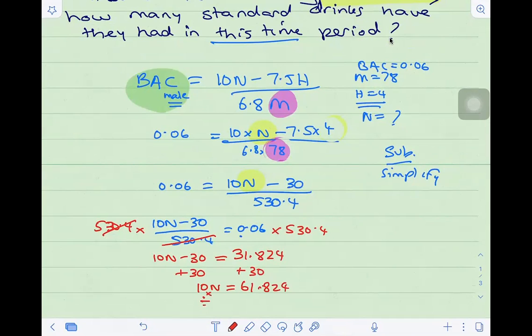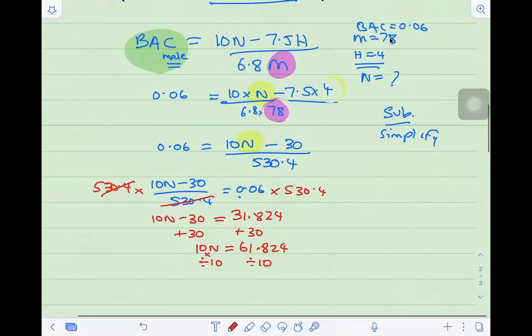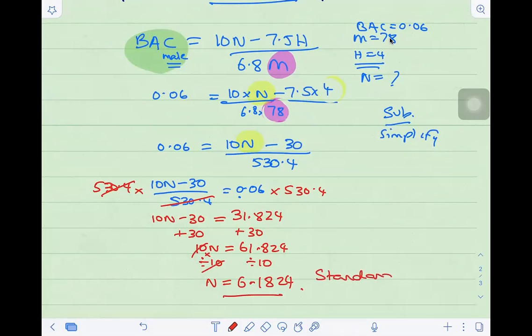And then that's a times 10, so the opposite is divide. So divide 10 on both sides. So it will be divided by 10. So it's approximately 6.1824 standard drinks.